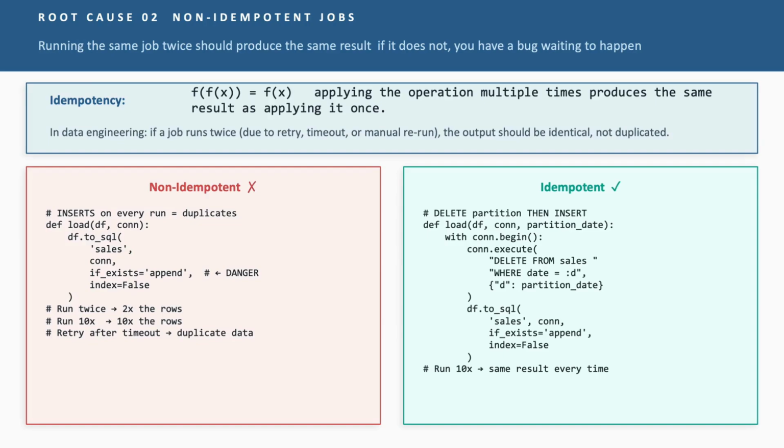So the fix on the right here is to delete the partition, then insert, wrapped in a transaction, so it's atomic. First delete from sales where date equals the execution date, then insert the new records. Run it 10 times, the same result every time. The transaction is critical. Without it, if the insert fails after the delete, you have an empty partition. With the transaction, it's all or nothing. So note here, on most modern warehouses, BigQuery, Snowflake, Databricks, you would use merge or insert overwrite for the partition instead. Same principle here, always overwrite, never append.